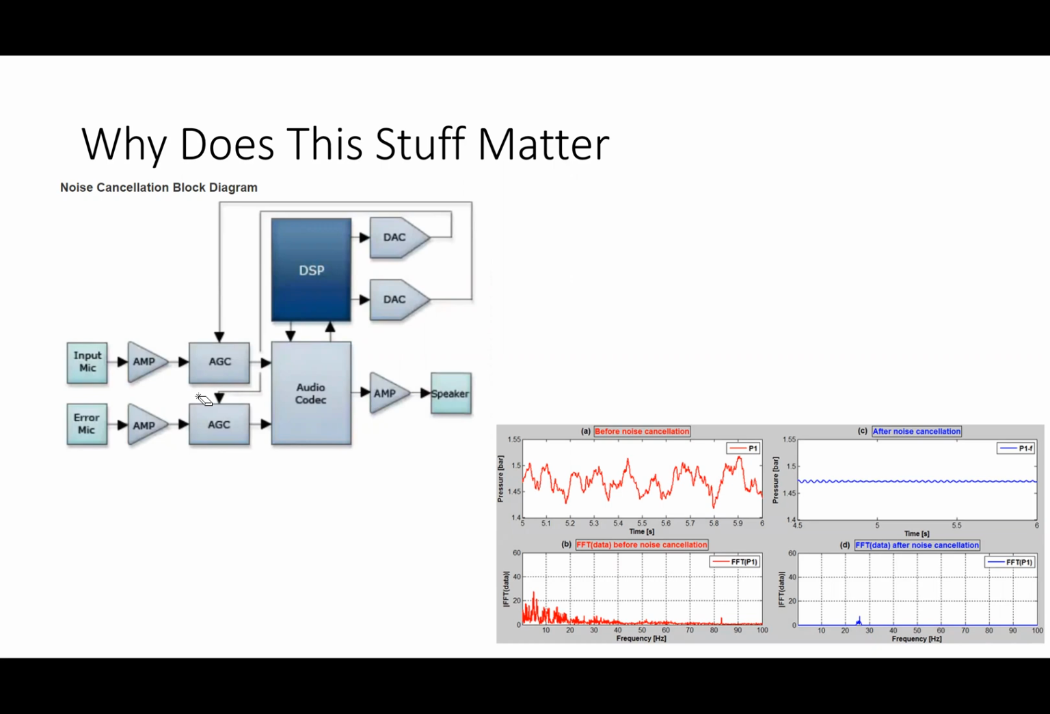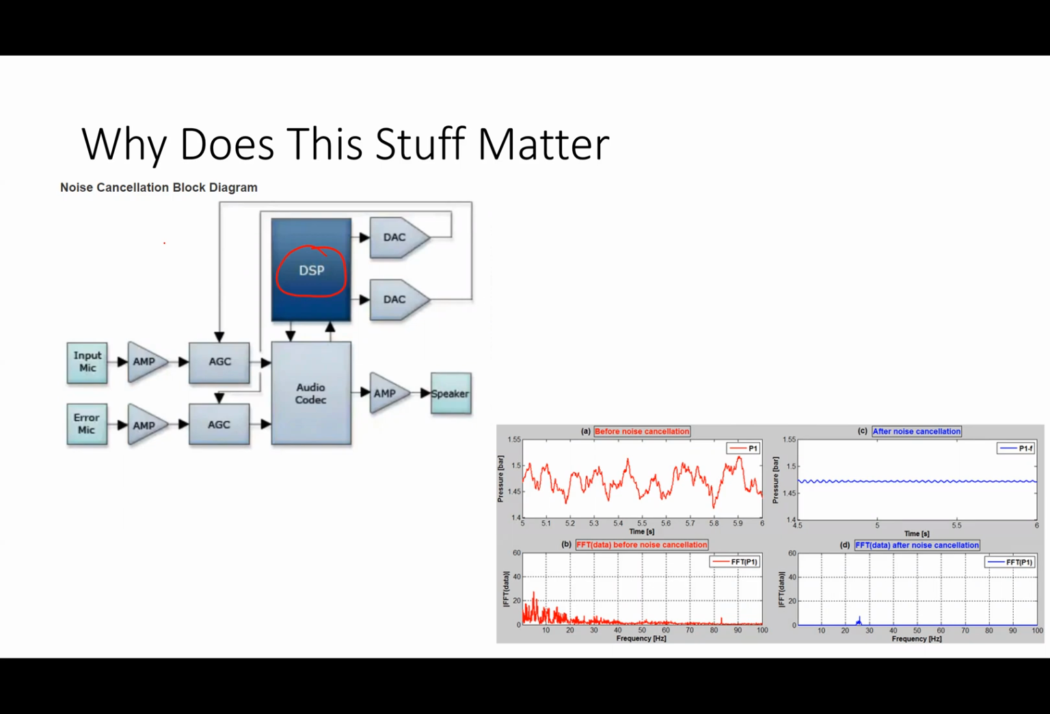So, to give an example, a lot of you have probably heard the term DSP, digital signal processors. These DSPs are a type of microprocessor, and what I have here is an example system. This is a noise cancellation system.